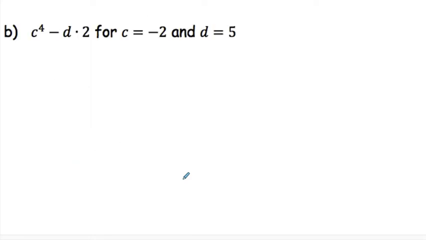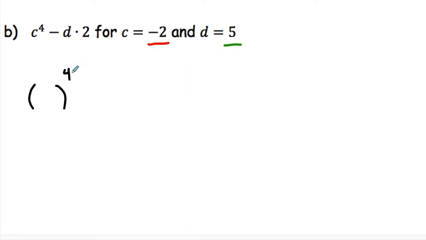Next one, same thing. I'm going to color code these. So let's say C is negative 2. That's going to be my red. And then we'll say D is green. So that's my 5 there. Okay, so again, I'm going to recopy all this other stuff in a different color here. So I have whatever c is to the fourth power.